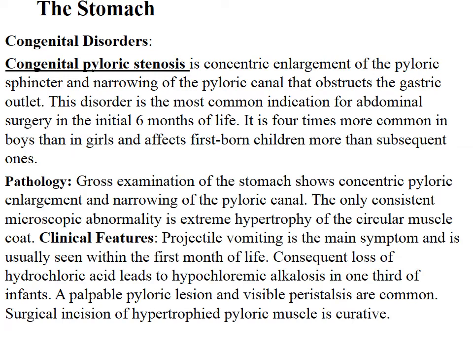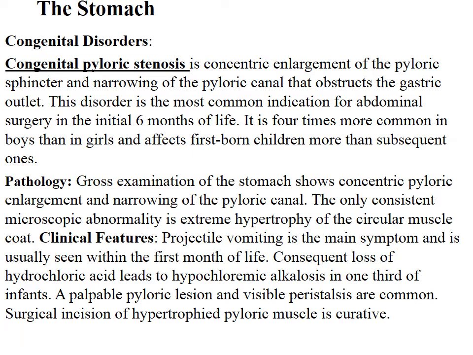This is the most common indication for abdominal surgery in children in the first 6 months of life. It is 4 times more common in boys than in girls and affects firstborn children more than subsequent ones. On gross examination, the stomach shows concentric pyloric enlargement and narrowing of the pyloric canal. How do we see it? We examine it by endoscope. The only consistent microscopic abnormality is extreme hypertrophy of the circular muscle.